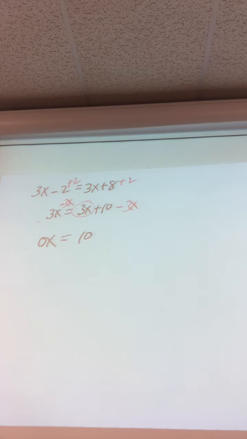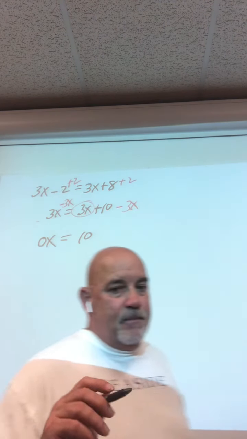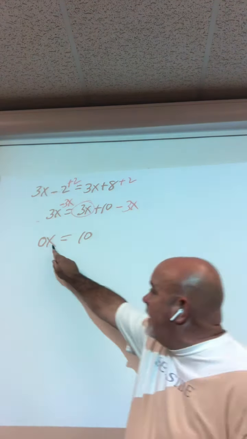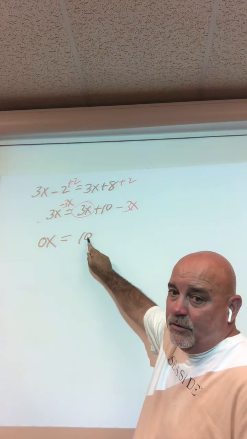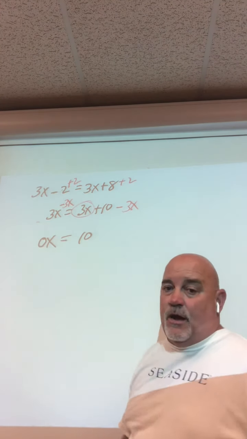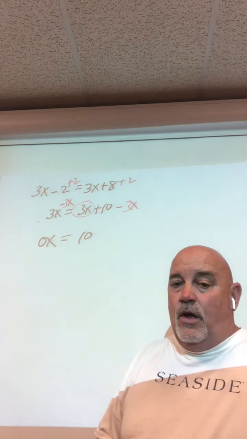All right, very important what I'm about to tell you right here. Whenever your variable goes to 0, not your numbers, your variable goes to 0. This problem right here, and this is the first time this has happened, when this happens, your answer will always be either no solution, that means nothing works, or the answer is all real numbers. That means everything works. Here's how you can tell.